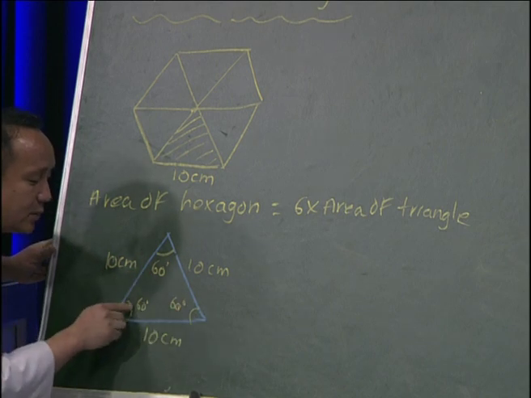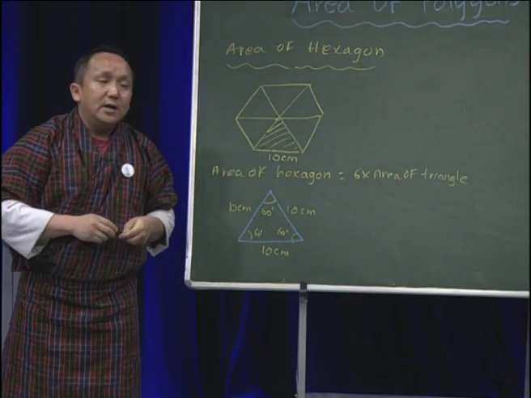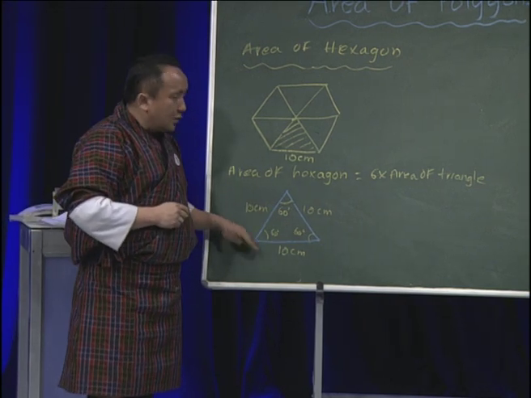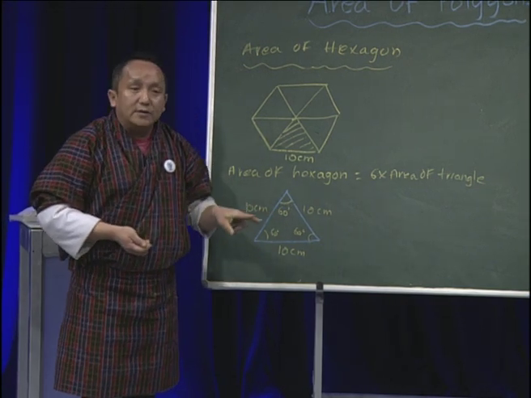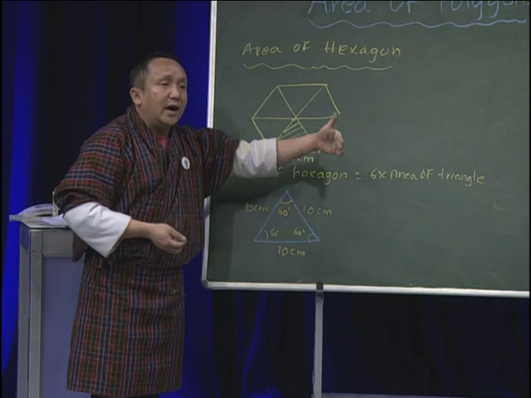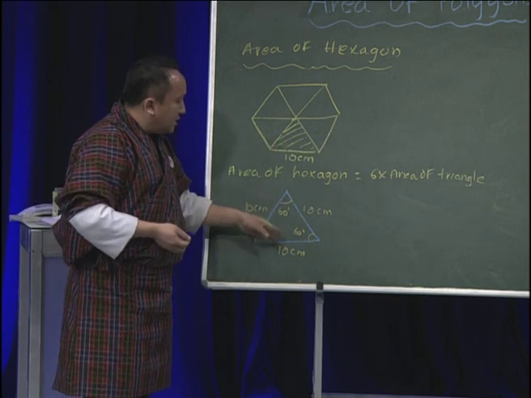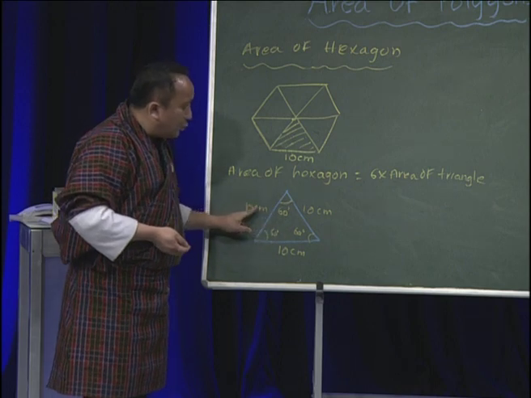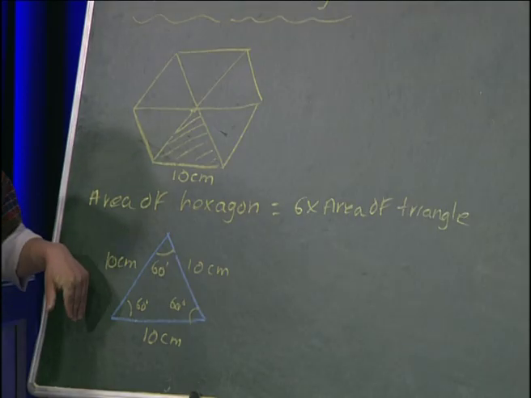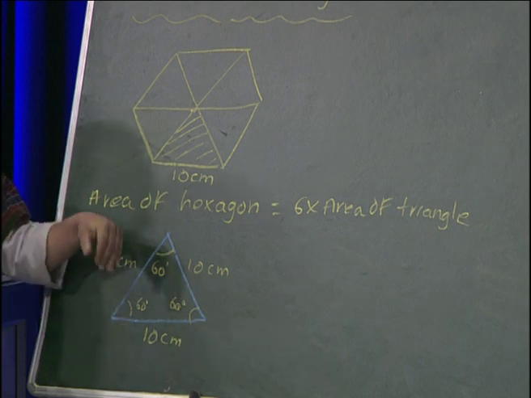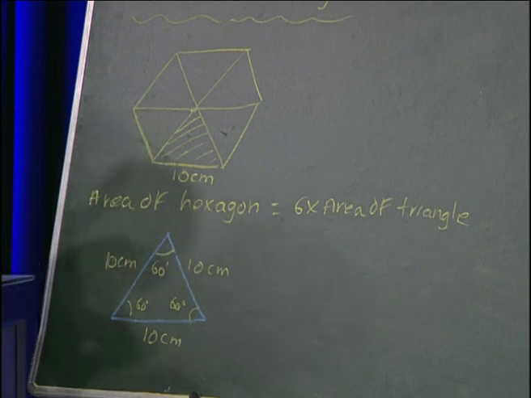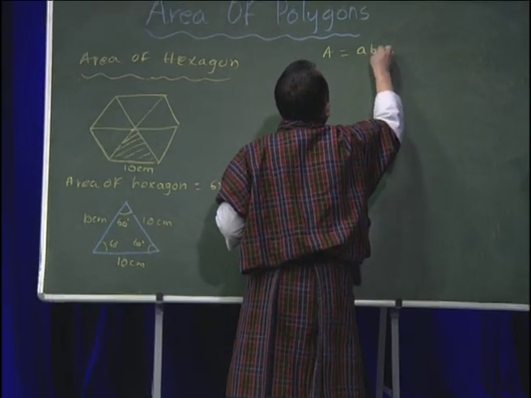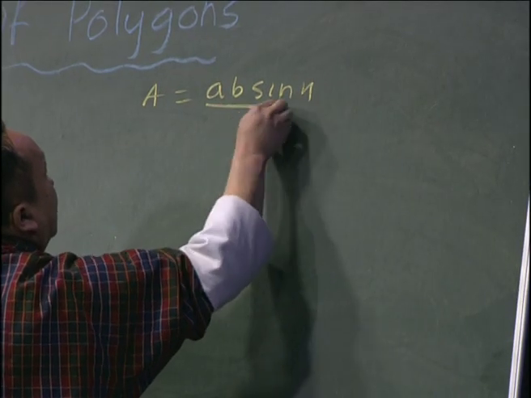So 60 plus 60 plus 60 will give us 180. So now you can find the area of the triangle, because as I told you before, to find the area of a triangle there are 2 different formulas, one with height, one without height. So does this triangle have height? It doesn't have height, it has an angle between the 2 sides. So do not go for the formula base times height, but you have to use the other formula, which is area is equal to AB sine x divided by 2.